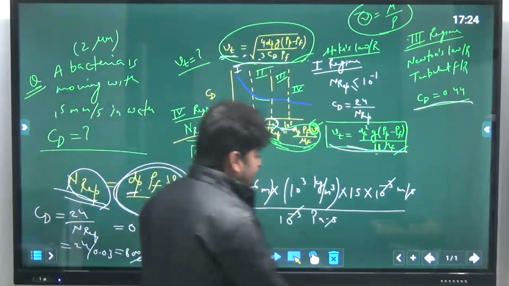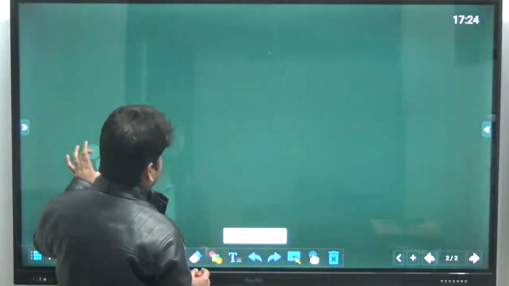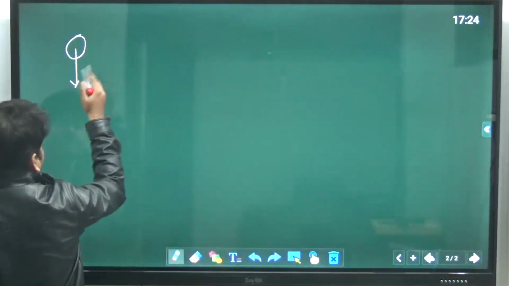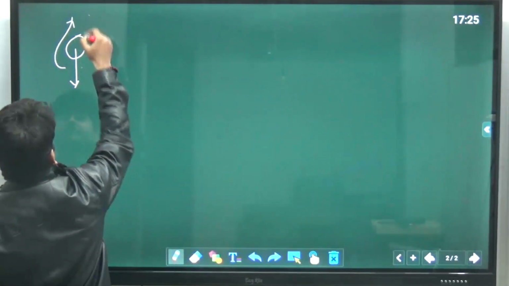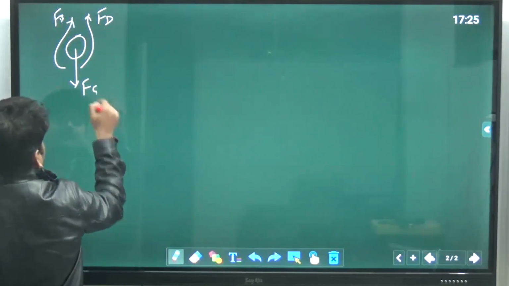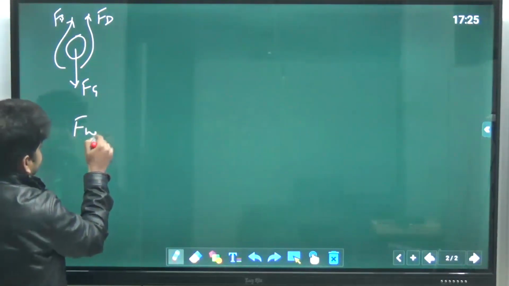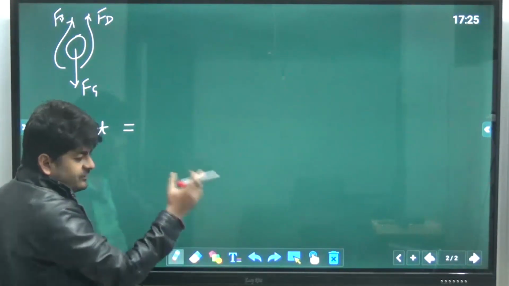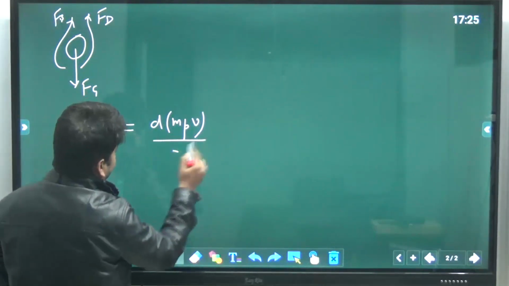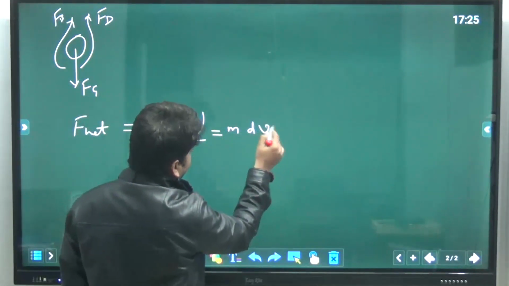Now let's move on to the force balance. If you remember in this particle Reynolds design, in sedimentation, there is a particle settling downward, and drag force and buoyancy force are acting in the upward direction. So when you do the force balance, the net force should be equal to the rate of change of momentum, that is d(mp v) over dt, or you can say m dv over dt.